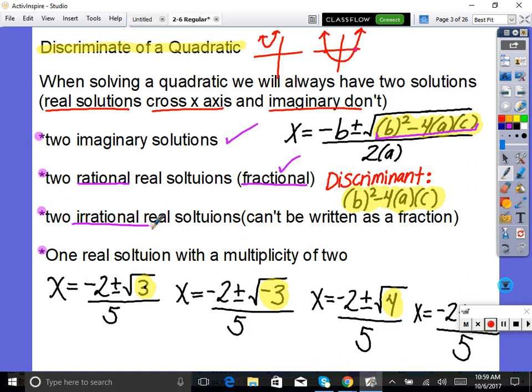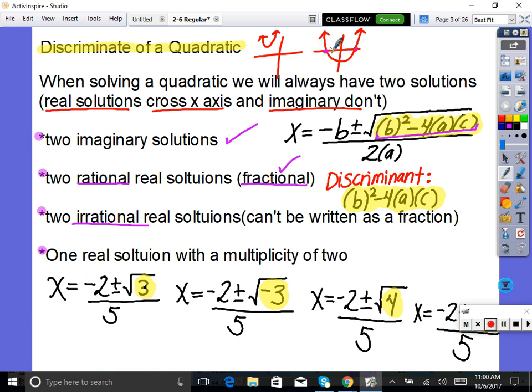So you type into your calculator square root of 3, for example. Hit math, enter, enter. Doesn't it just put it back in a decimal? That's because it cannot be written as a fraction. That's a real solution that crosses the x-axis at a decimal that can't be written as a fraction. So that would be an irrational real solution.